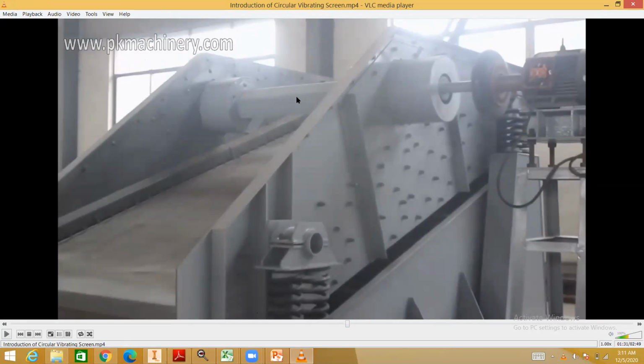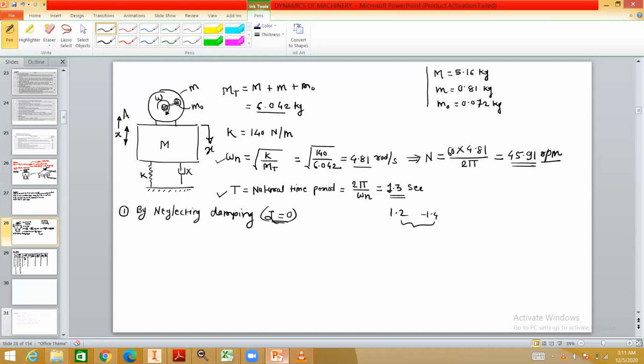Generally, such types of vibrating screens or vibratory conveyors are used for material sorting. So generally these are used for mining operations. This complete part has some mass, so we have taken this mass as a capital M. You can observe here, this mass is nothing but the mass of the screen or the mass of the vibratory platform.